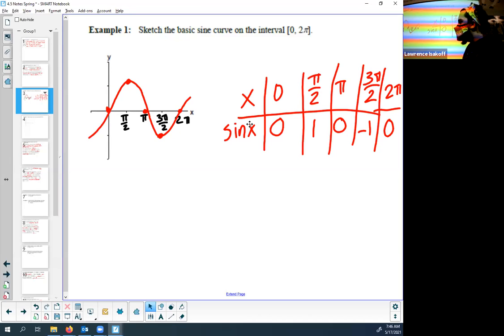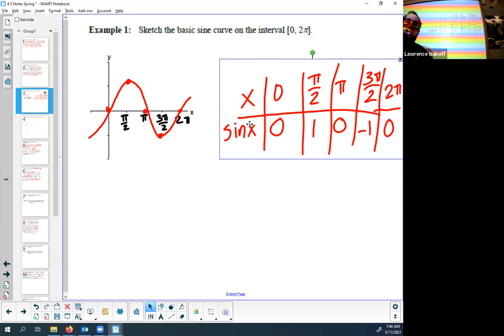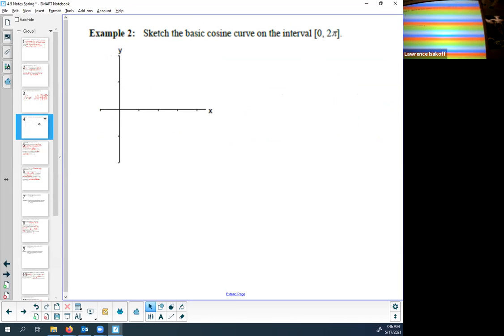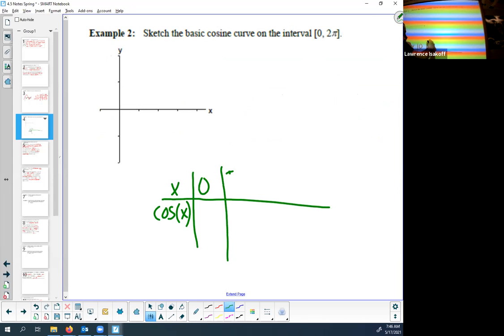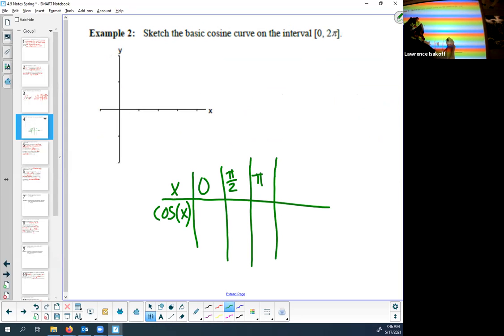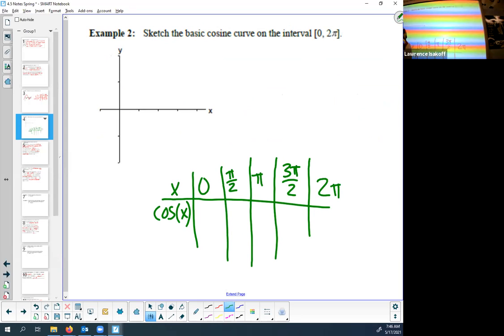If I am going to change things about it, this is my default, that we can just manipulate these points. And we'll look at how to do that in a moment. Cosine is the same idea, except cosine just has different return values. So again, I want to start at 0, pi over 2, pi, 3 pi over 2, and 2 pi.